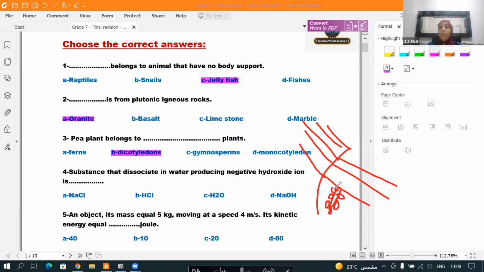According to the place where they form their seeds, we divided them into gymnosperm plants that form their seeds inside cones like pine and cycas, and the other plants that form their seeds inside the pericarp, or in a flower, like dicotyledon plant and monocotyledon plant. So dicotyledon plants, like pea plant, bean plant, orange, apple, have 2 parts inside the seed. But the other one, known as monocotyledon plant, has a seed made of only 1 part. Let's go to number 4.